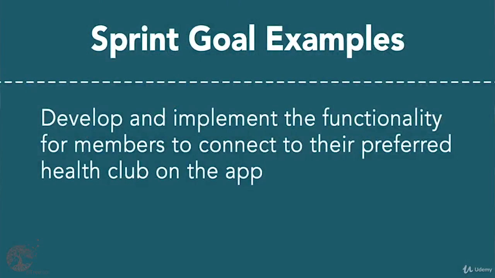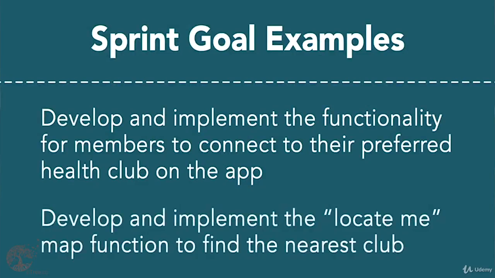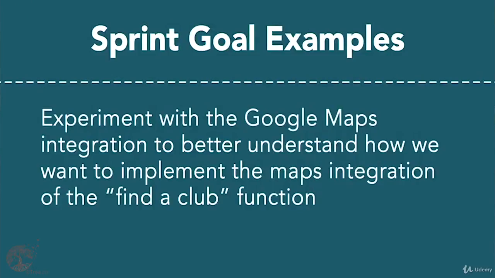Some sample sprint goals might look like this: develop the implementation of the functionality for members to connect their preferred health club on the app, or develop the implementation of the Locate Me map functionality to find the nearest local club. The team sprint goal may also be a learning goal. It would sound something like: experiment with Google Maps integration to better understand how we will implement the Maps integration of the Find the Club feature.